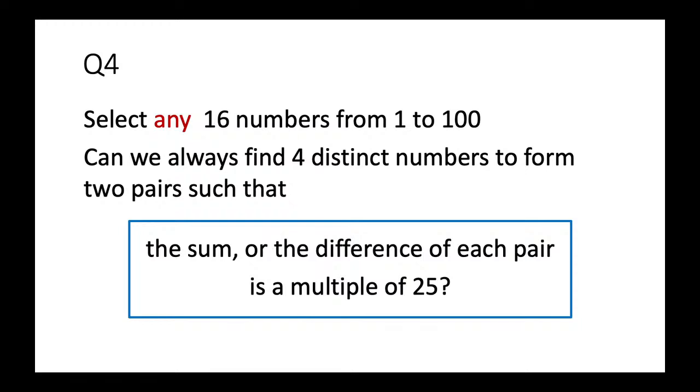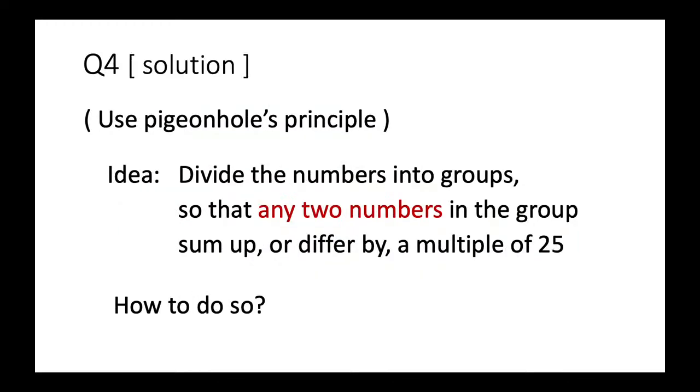Yeah, can we do so? Now, if you guess correctly, this question will be related to the Pigeonhole Principle. The idea here is we want to divide the numbers. So we want to partition the numbers from 1 to 100 into groups so that for any two numbers that we select in the same group, the sum or the difference will be a multiple of 25.